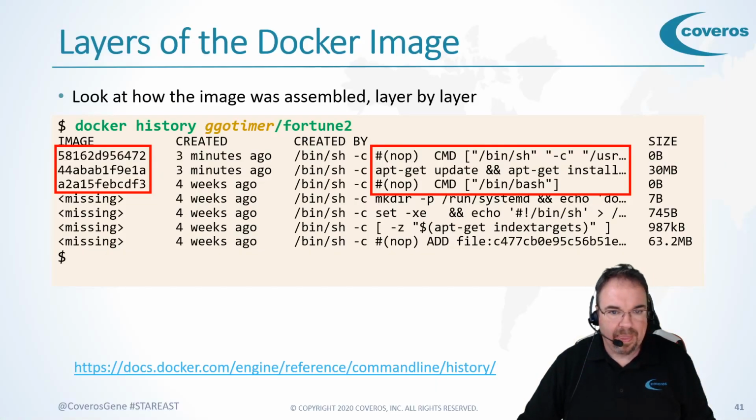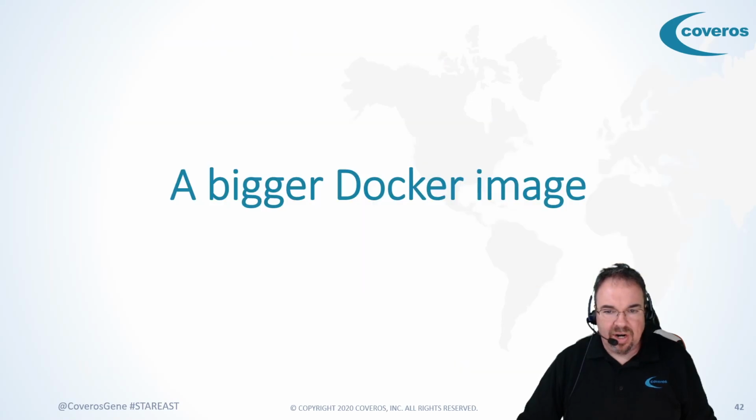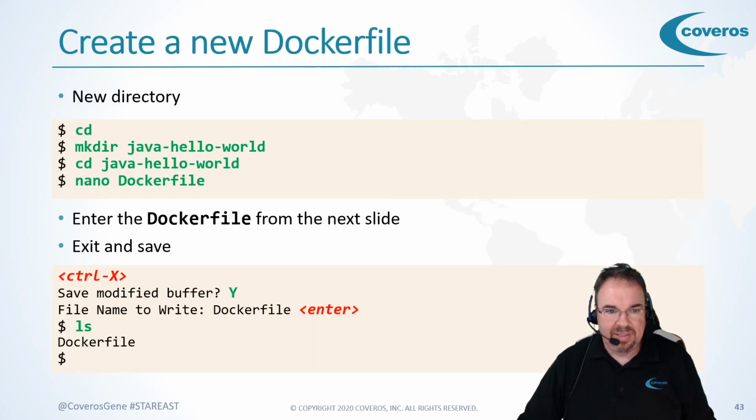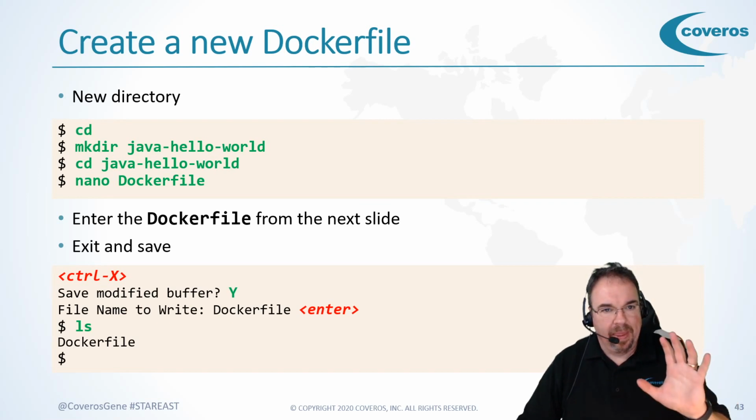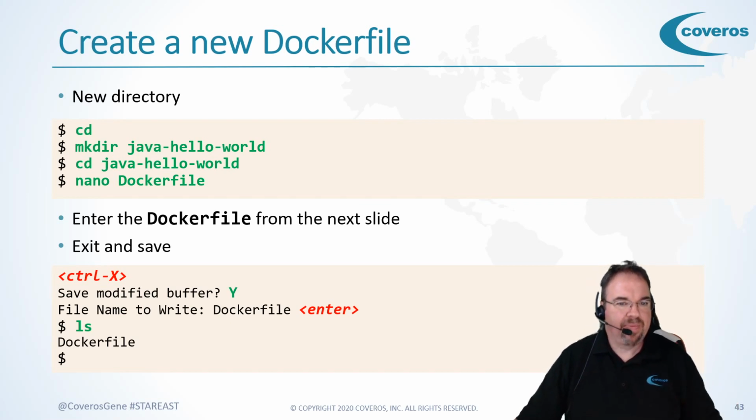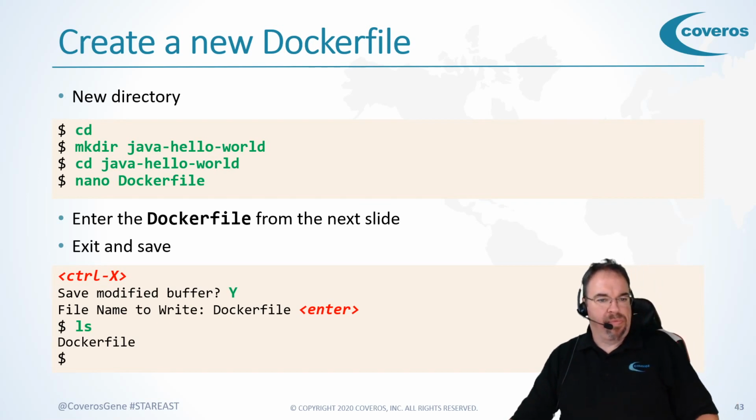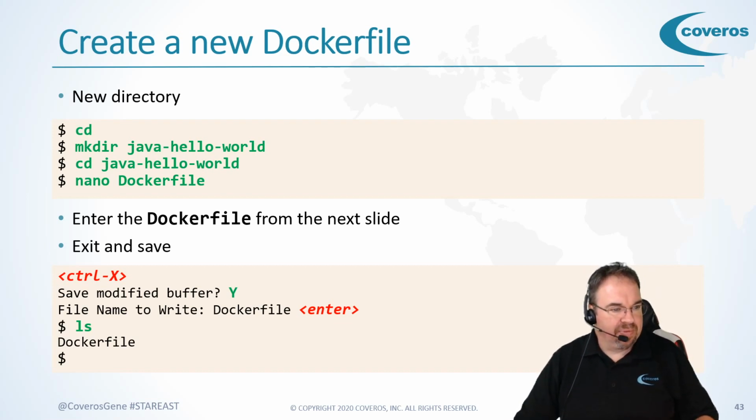Okay, let's start with a bigger Docker image. Here's the steps we're going to go through. This is going to set up a Java Hello World program. I'm going to have you walk through these steps, but what I need you to do is create a brand new directory for it, edit the Docker file. We're going to see the Docker file in the next slide, and then we're going to edit and save it just like we did before.